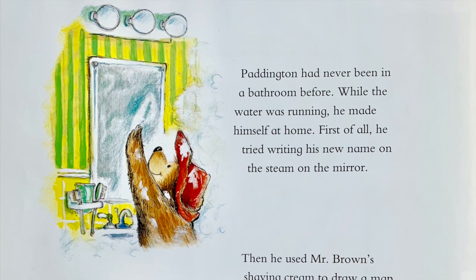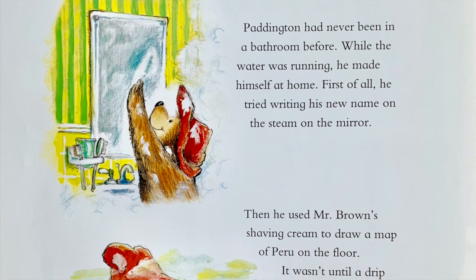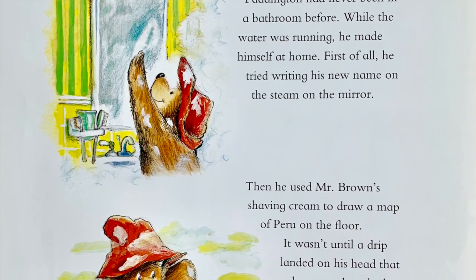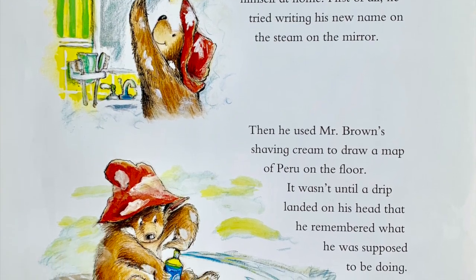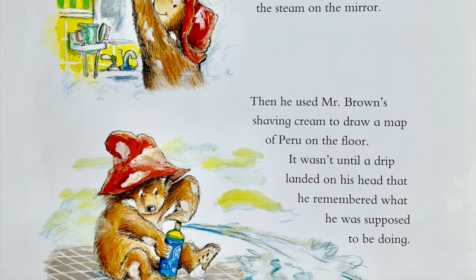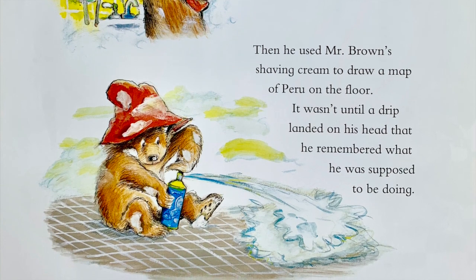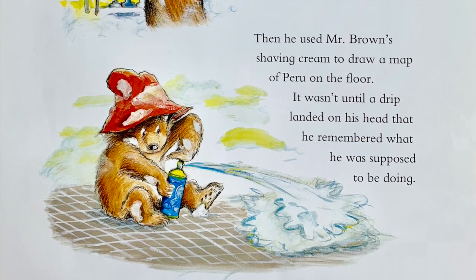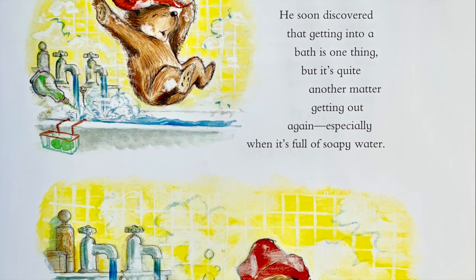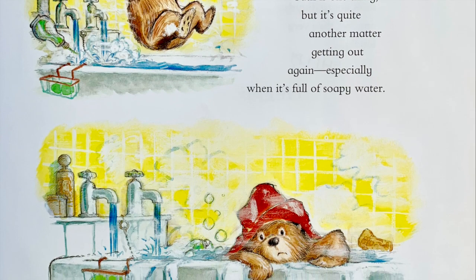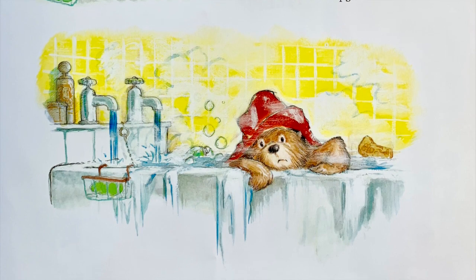Paddington had never been in a bathroom before. While the water was running, he made himself at home. First of all, he tried writing his new name on the steam on the mirror. Then he used Mr. Brown's shaving cream to draw a map of Peru on the floor. It wasn't until a drip landed on his head that he remembered what he was supposed to be doing. He soon discovered that getting into a bath is one thing, but it's quite another matter getting out again, especially when it's full of soapy water.